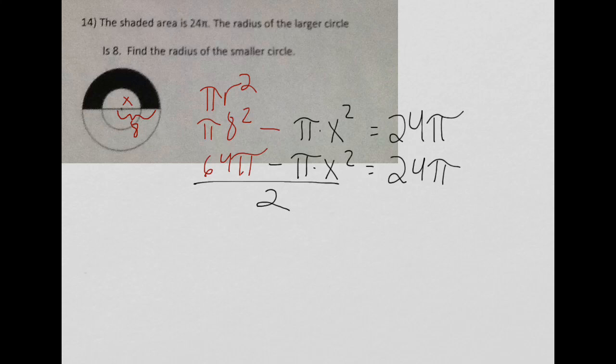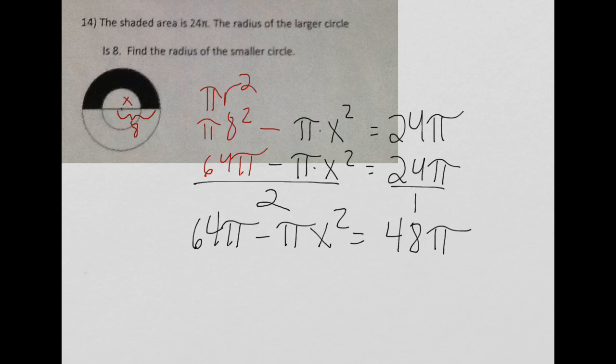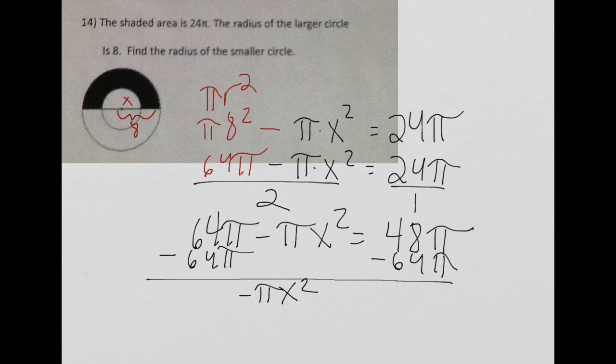Okay, so now how do we solve this equation for x? Alright, well if I put that over 1 on the right hand side, I could cross multiply. So I have 64 pi minus pi x squared to equal 48 pi. Still trying to get x by itself, so I'm going to subtract 64 pi on both sides. So negative pi x squared comes down to equal 48 minus the 64 is 16 pi.